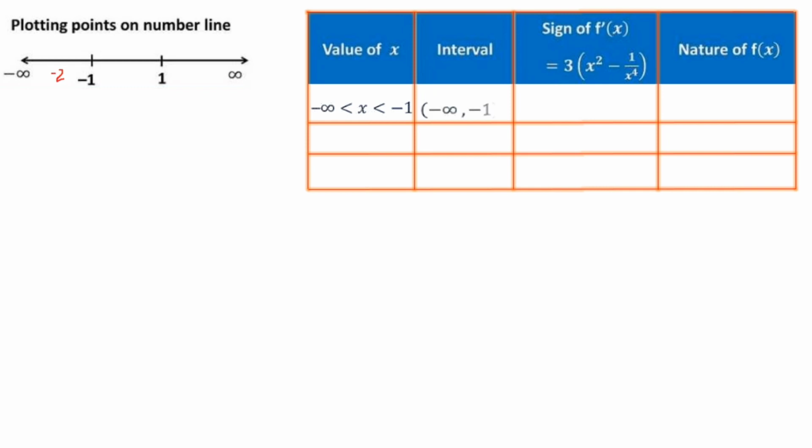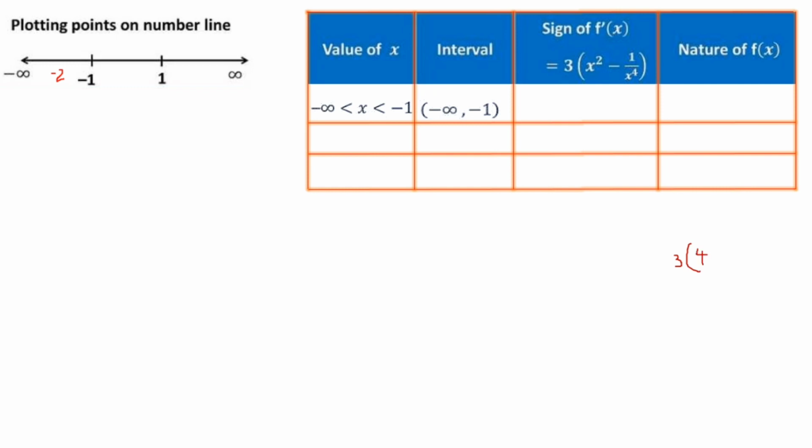So the interval is between minus infinity and minus 1. And what will be the sign of this function? That is what we are going to check. If I take minus 2, the first quantity is 3, which is of course positive, and the next quantity is x square. x square means minus 2 square, which is 4.